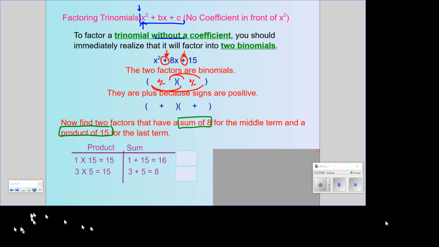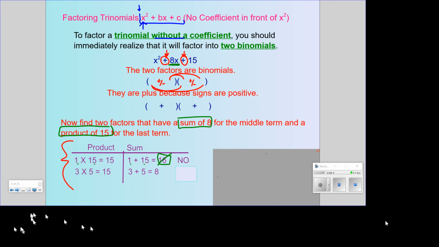So you could start a list of factors for 15, and I certainly would not expect you to make this long fancy table for every possible factor that you're looking for. But this is a good place to start for us. So for looking at 15, we could do 1 times 15 to get 15. However, if we add those factors, 1 plus 15 is 16. Well, we need our two to have a sum of 8, the sum of the middle term. So this is not going to be a good option for us. So that's not our combination.